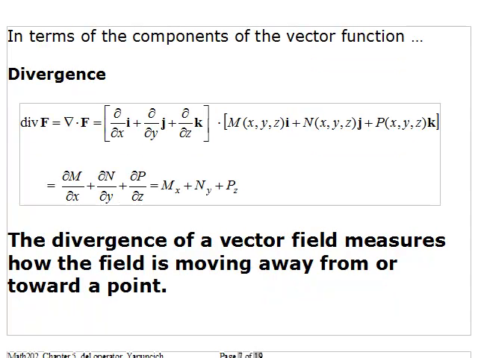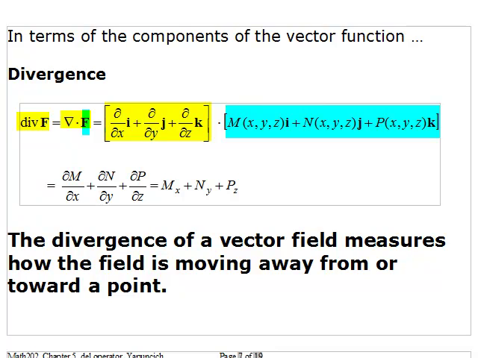So it's good to look at this in terms of the components of the vector function f. So we're taking the divergence of f, which is del dotted with f. So here's your del operator right here. Let me change colors. This is for emphasis. Here it's dotted onto a vector function. I'm using the components m, n, p for the vector function. And when you take a dot product, the output's a scalar.